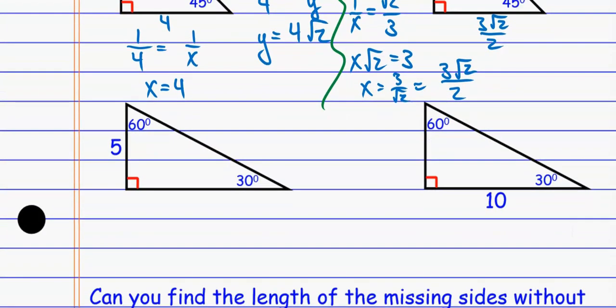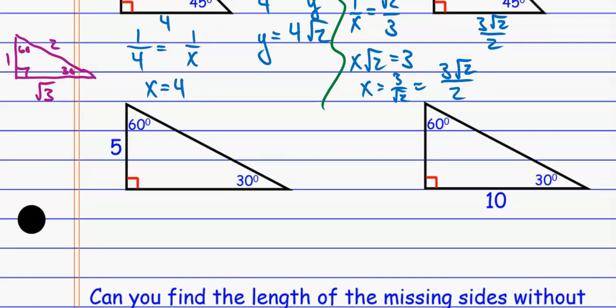If I look at this guy, same kind of thing. If I think about the original triangle, it was this. This is kind of the one I want to memorize. It was 1, 2, root 3. And that was 60, 30, and the 90.